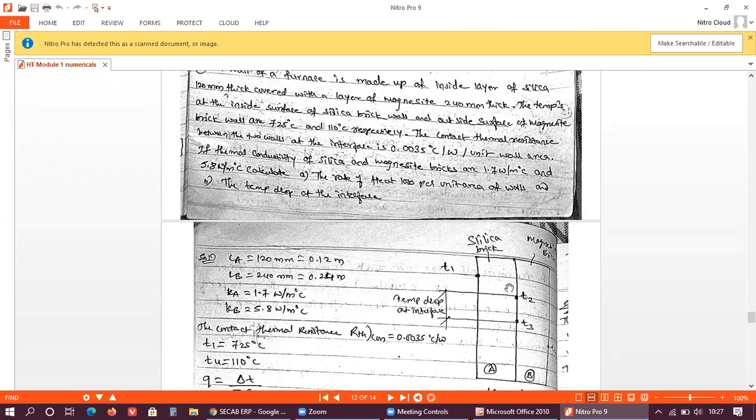So as you can see here, at this contact surface, यहाँ पे सिलिका ब्रिक है और इसके साथ में मैग्नेसाइट ब्रिक है, तो ये दोनों का जो इंटरफेस है, तो वहां पे थर्मल कॉन्टैक्ट रेजिस्टेंस आता है. मींस here there is a drop in the temperature and its thermal contact resistance, right, between these two interfaces, that value is given, that is 0.0035. So this is the temperature drop at the interface.